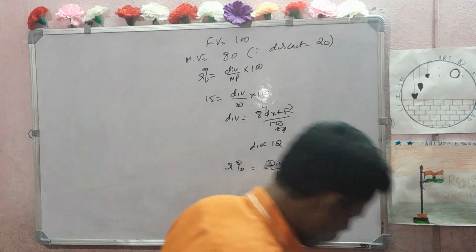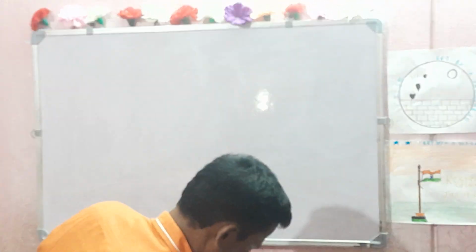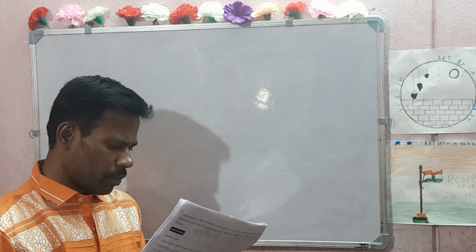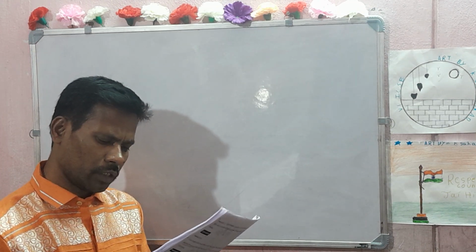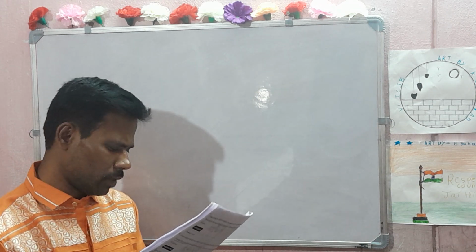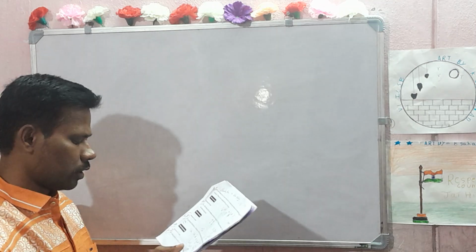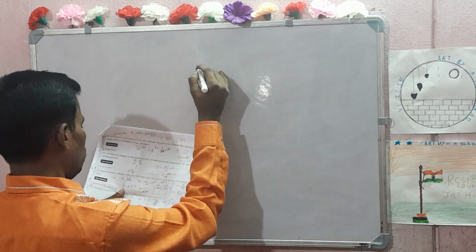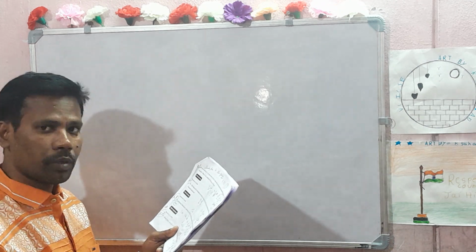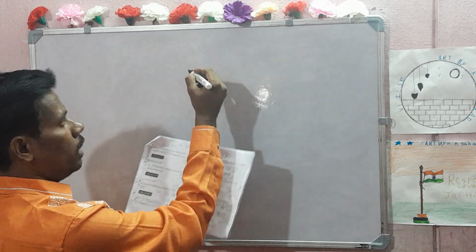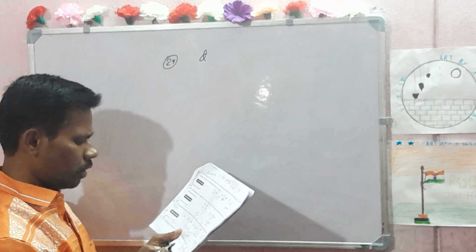Next one. Question number 29. A company declared a dividend of 14%. Find the market value of 50 shares if the rate of return on the investment was 10%. Question number 29 from R.S. Agarwal textbook.